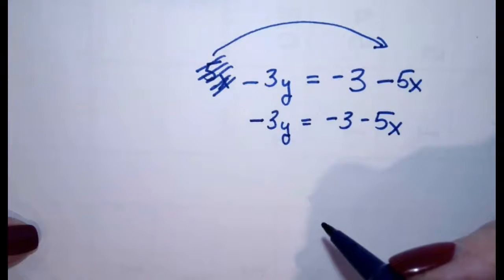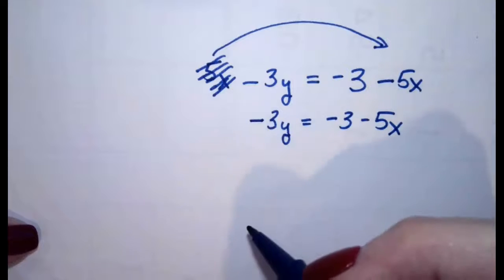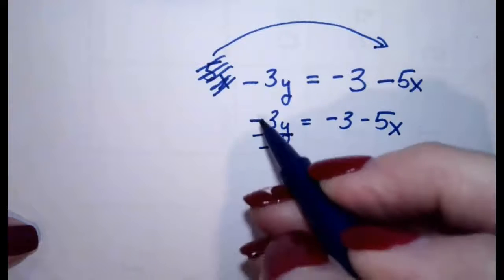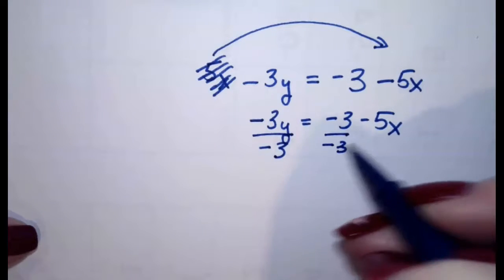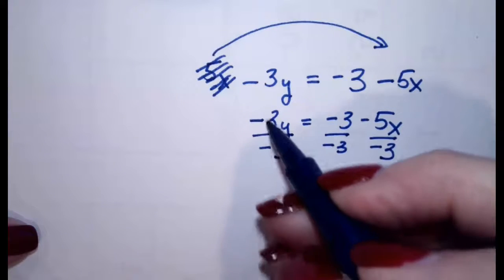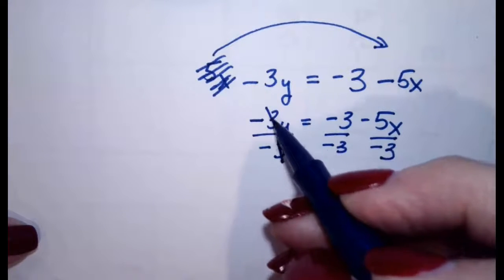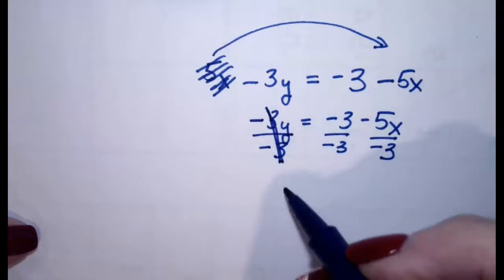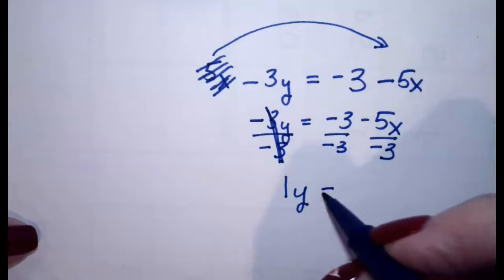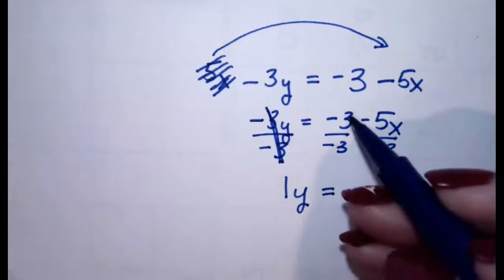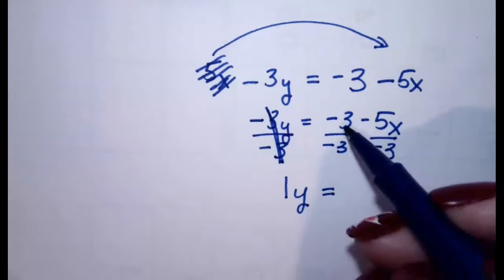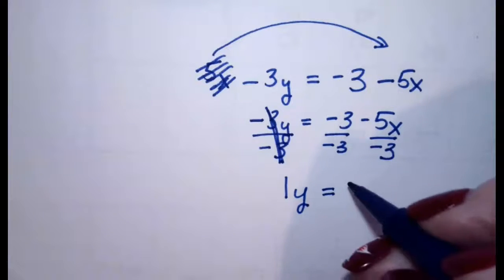If this is negative 3y, I need 1y. I don't need negative 3y's. To get 1y, I'm going to divide by negative 3. If I do it on one side, I have to do it on each one. I do it because negative 3 divided by negative 3 is 1. I now have 1y. That's what I'm trying to reach. Now I start either putting negative 3 over negative 3 in my calculator or reminding myself that the same thing on top and bottom is a 1.